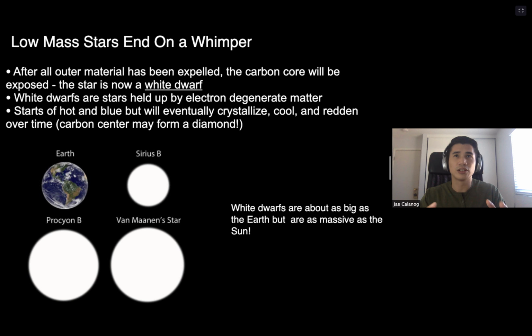And so these white dwarfs are no longer fusing, and so whatever light you're observing from them is basically residual heat. And what's eventually going to happen is that these stars will cool down, they're going to harden, they're going to crystallize, and essentially redden over time. In fact, some astronomers actually believe that the carbon center may even form diamonds.